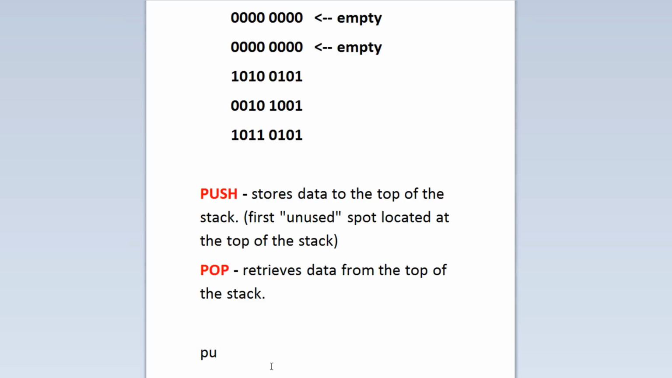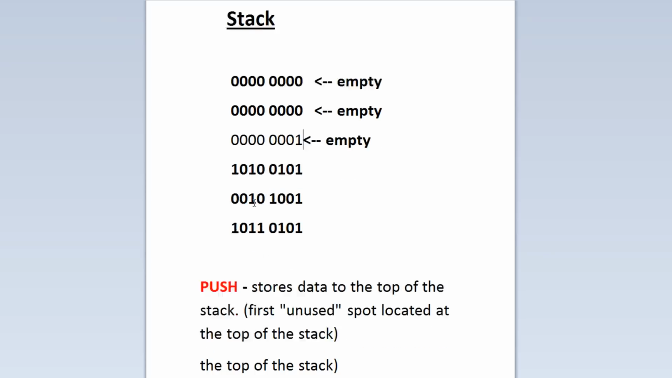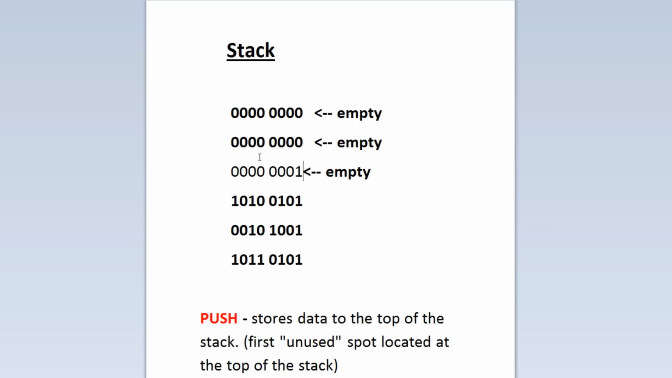Let's say I push AX, right? And let's say AX had the value of 1. Once I hit push AX, it's going to take this value, right? And it's automatically going to copy it to the first empty spot on the top of the stack. This would be the first empty spot on the top of the stack, so it would paste it here, right? So every time we push, it copies data on the top and it looks for the first empty spot.